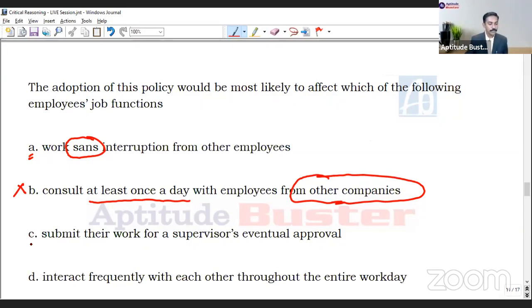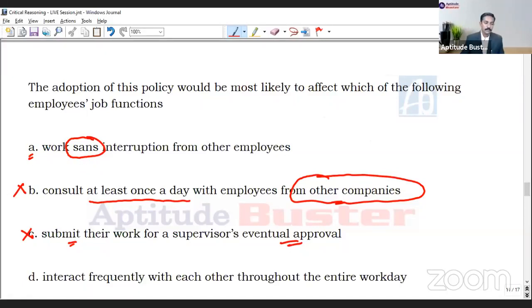B gets eliminated. Option C, submit their work for a supervisor's eventual approval. This is pretty much an easy option to eliminate. I believe everyone would have eliminated it because there are 2 clues. One is submit. Submission can happen only after the execution of a task, so submission has nothing to do with reporting. Whenever an employee reports, he has to carry out the task. If the word submit occurs, it means he has completed his task. So only after the execution would he submit. So that's the first clue. Then, for supervisor's eventual approval, this will not be the function that will be mostly affected. Eliminate C as well. You have reserved option A and option D.